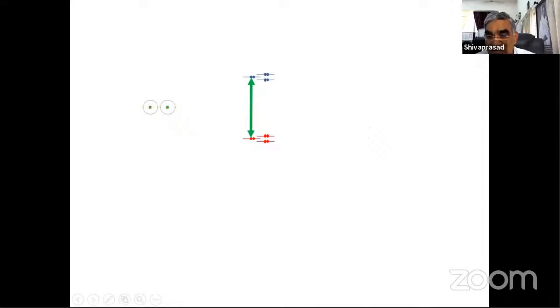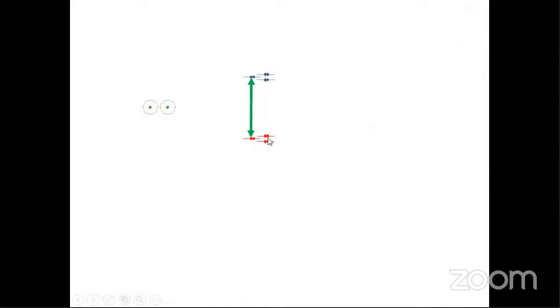The rest of the quantum numbers are the same, but one has a different spin. So two electrons with different spins can stay together. When I create two houses for them, I also have to create two roads for them. Okay, so you understand, this is what happens.